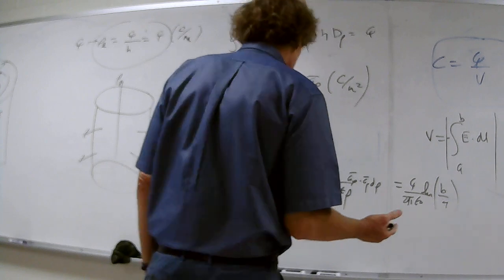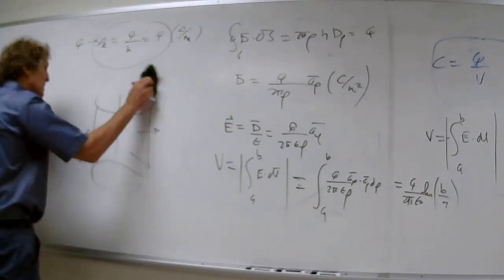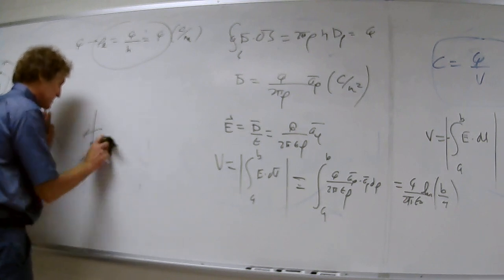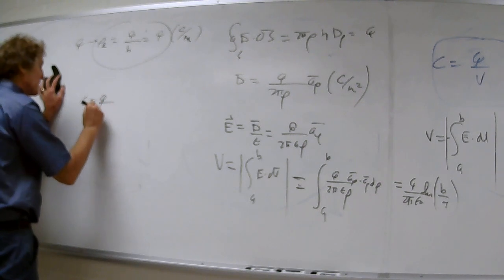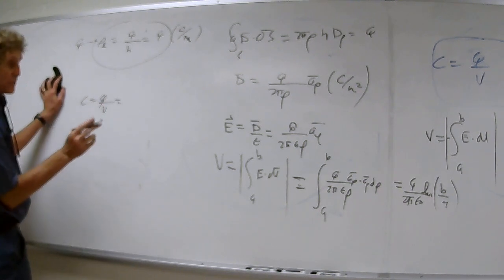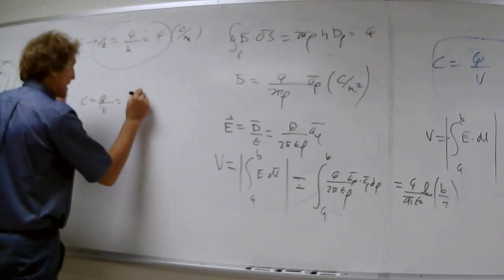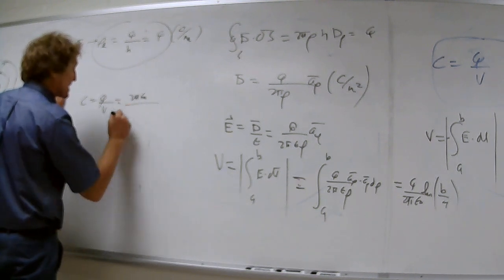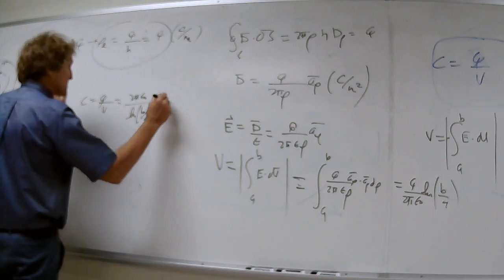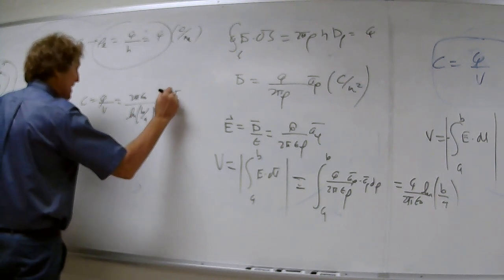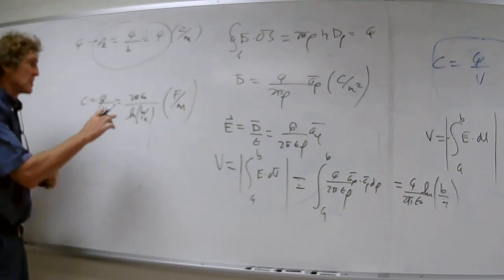How do I get the capacitance? Q equals C times V. So capacitance is going to be what? Q over V, and Q divided by that, so the Q cancels. I get 2 pi epsilon naught over the natural log of B over A. And this is per meter, so this is going to be farads per meter. Do y'all follow me on this? This would be epsilon, actually, correct?